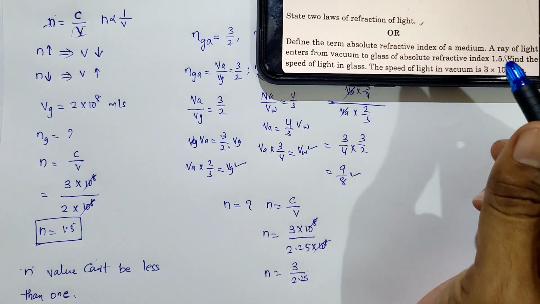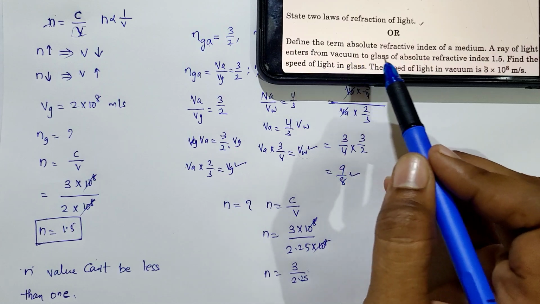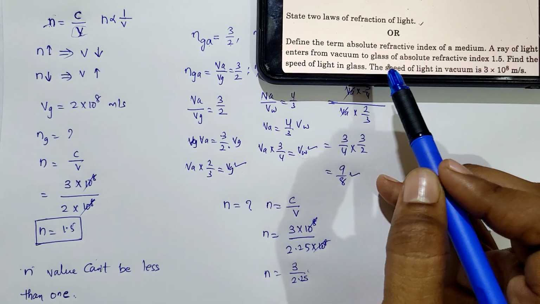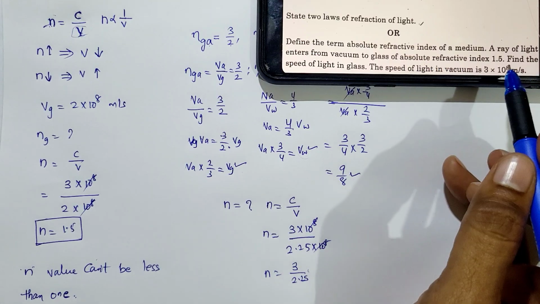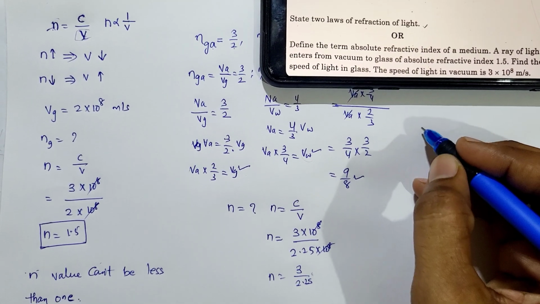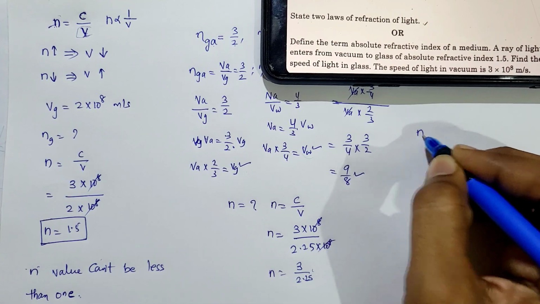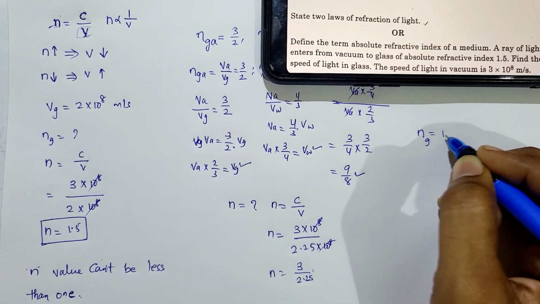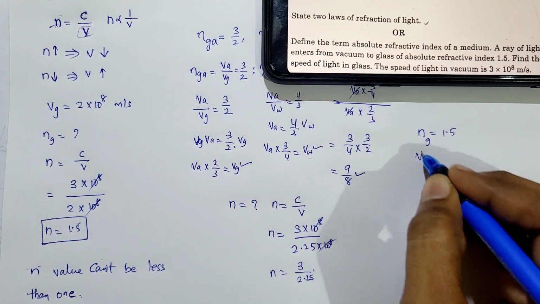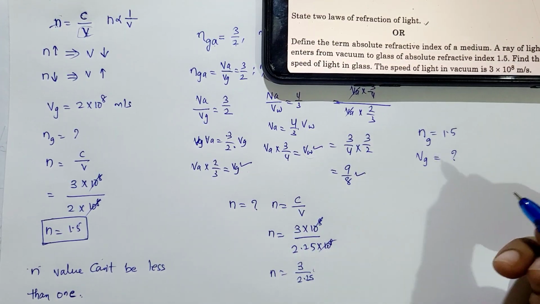Next question, see. Define the term absolute refractive index of a medium. A ray of light enters from vacuum to glass of absolute refractive index 1.5. Find the speed of light in glass. They gave absolute refractive index of glass is 1.5. Find the speed of light in glass. Speed of light in glass, Vg, we have to find out.